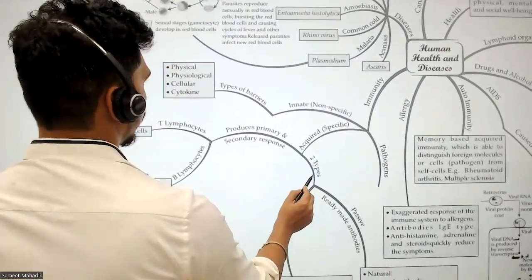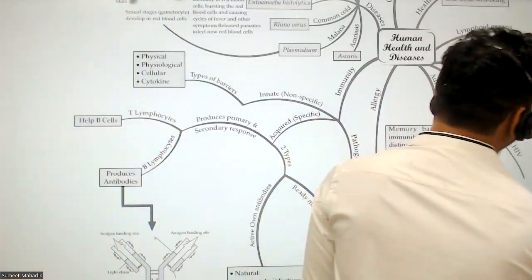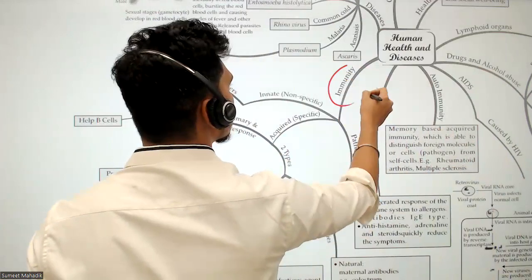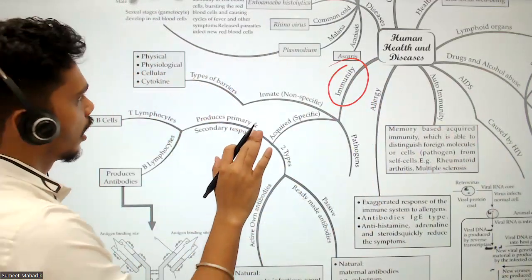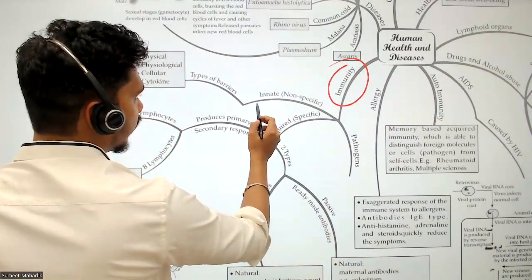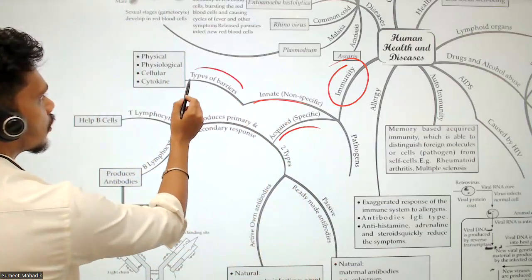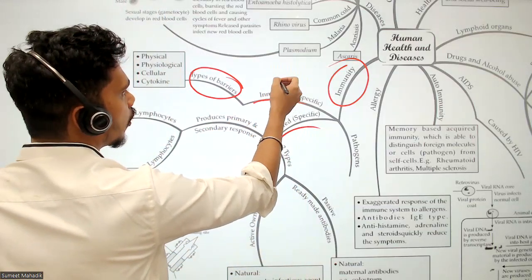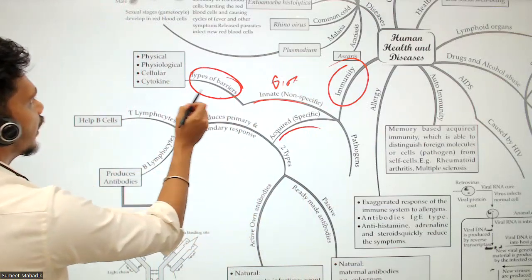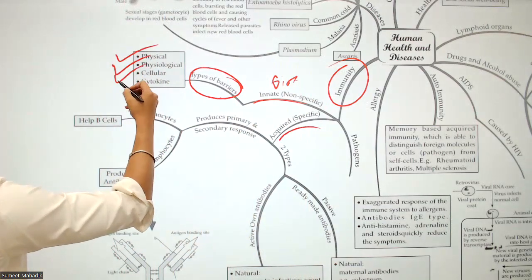Now, immunity. We're going to talk about immunity. What is immunity? Ability to fight against pathogens. Now, innate and acquired. What is innate? Types of barriers. Innate is what you get from birth. Types: physical, physiological, cellular, and cytokines.